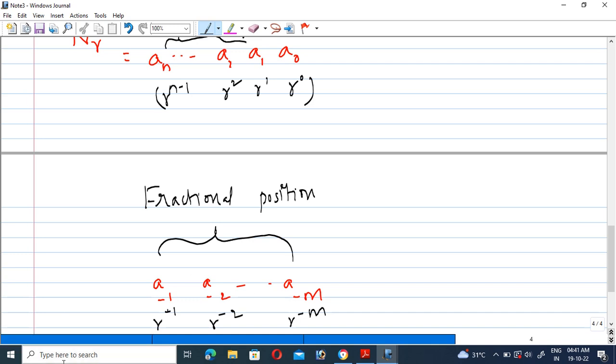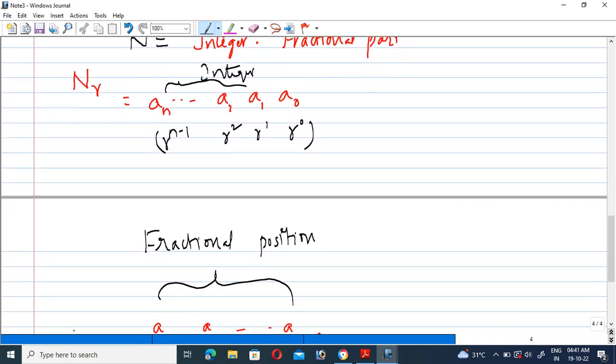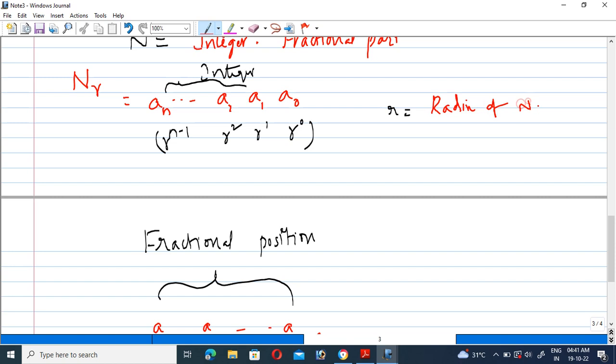From this, these are some of the observations. Small r represents the radix of the number system. What is meant by radix? The number of digits present in the number system. Small a represents a digit in the corresponding set. Small n is equal to the number of digits in the integer part.